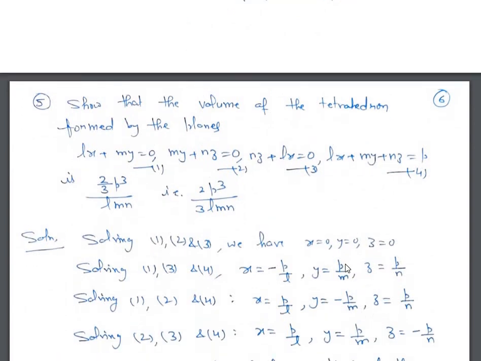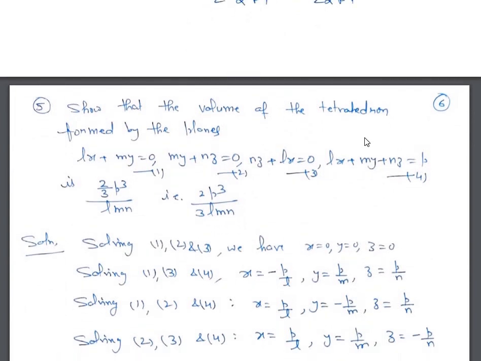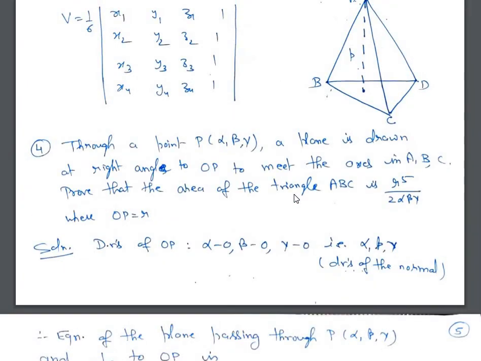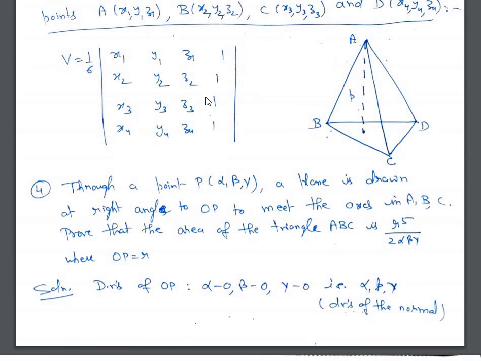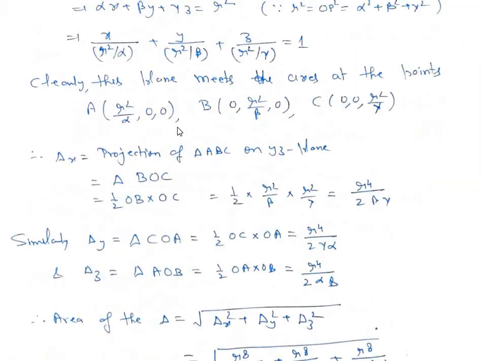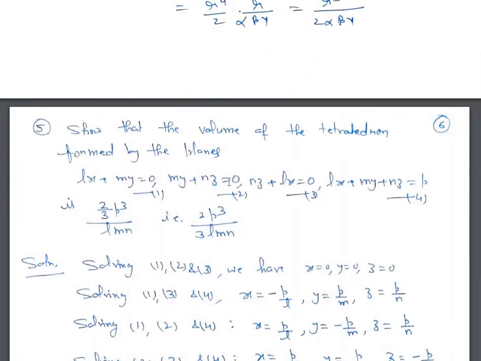Now let's take the last example. Show that the volume of the tetrahedron formed by the planes Lx plus My is equal to 0, My plus Nz is equal to 0, Nz plus Lx is equal to 0, and Lx plus My plus Nz is equal to p is given by 2p cube upon 3lmn. Now we have to find the volume of the tetrahedron. Now we know the formula for finding the volume. This is the formula. For using this formula, we must know the coordinates of the vertices. So first of all, we shall solve these equations to find all the 4 vertices.